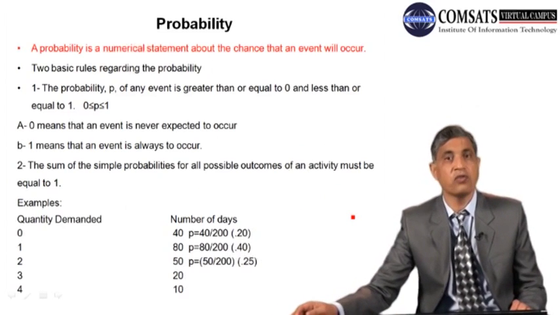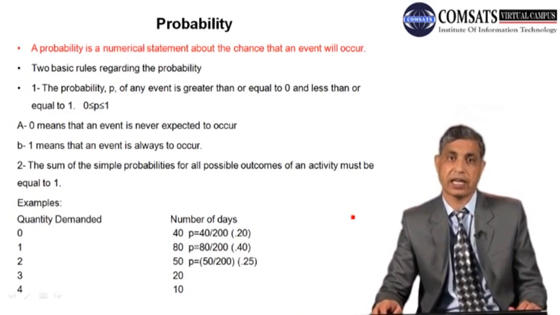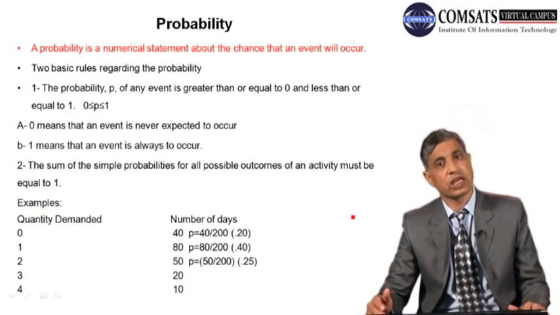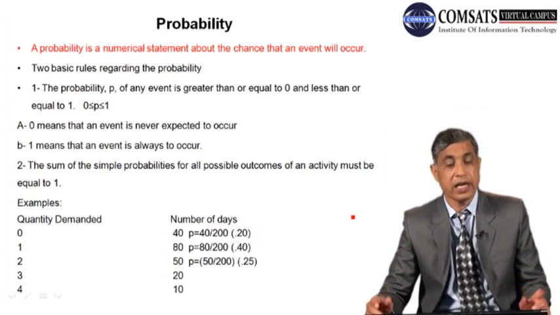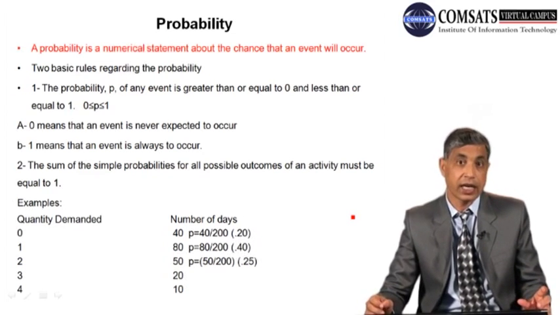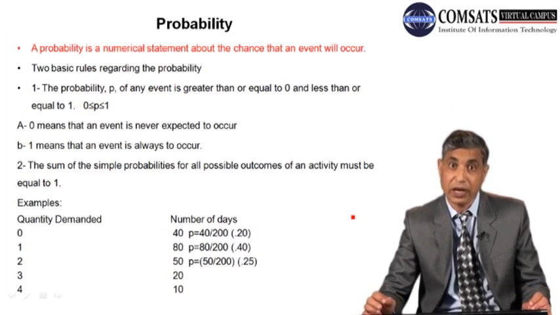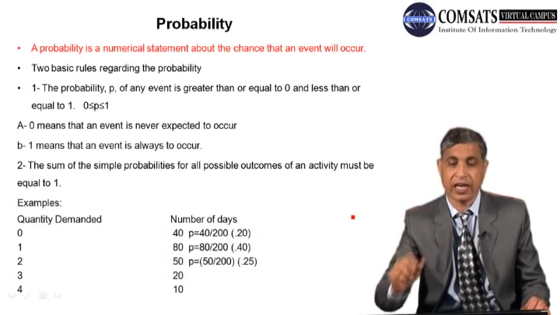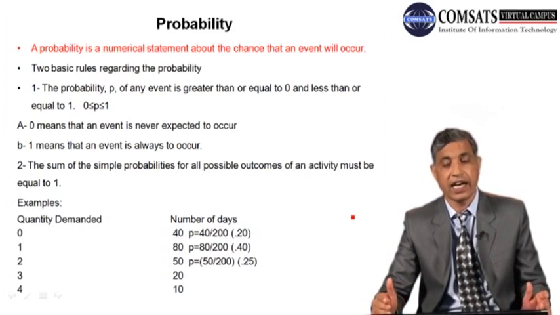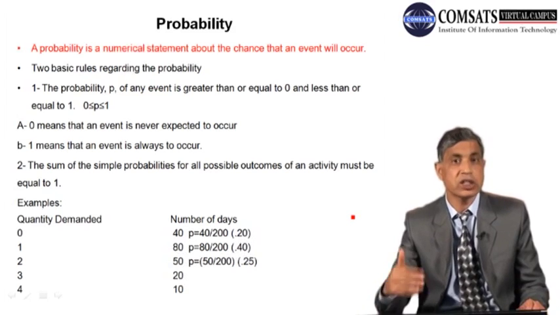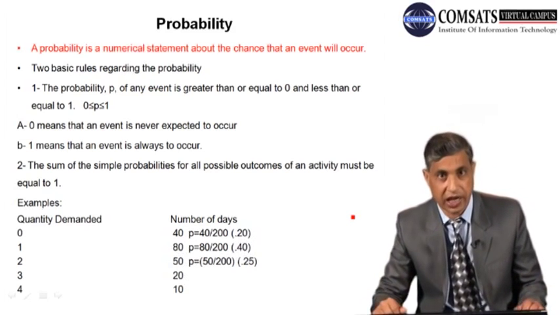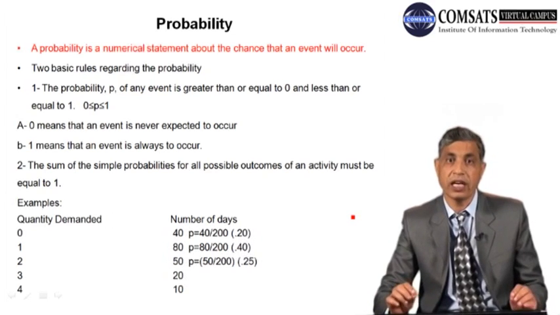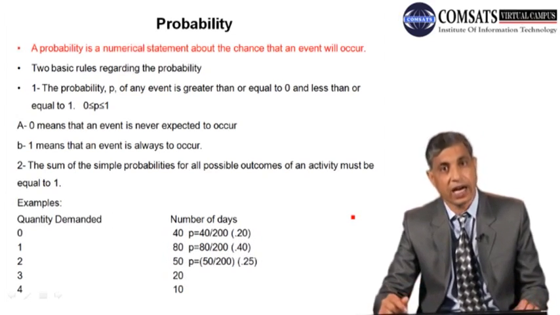After this, now we go to the very simple concept of probability. What is probability? Most of the time we are using probability. Probability is a numerical statement, not a word statement. It assigns a specific numerical value to the chance that an event will occur. Events keep occurring in our routine life, but probability gives a numerical value that this event will occur or not.